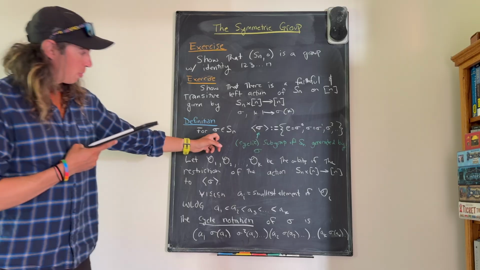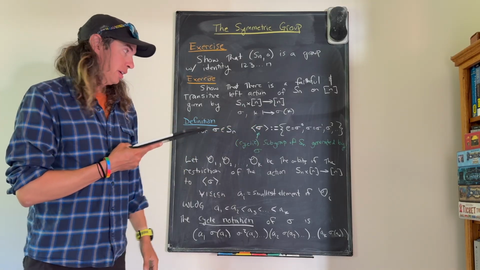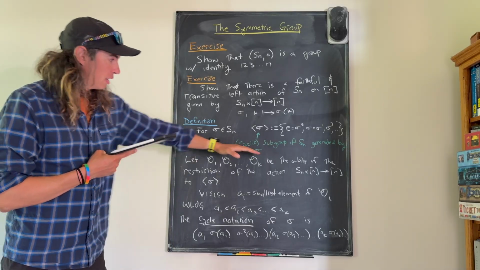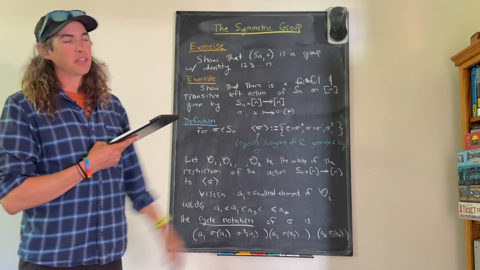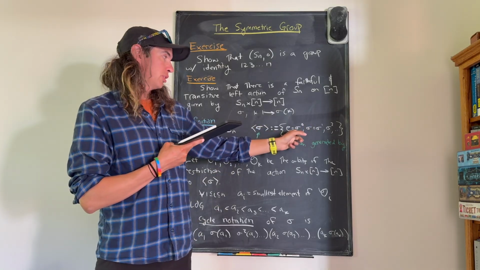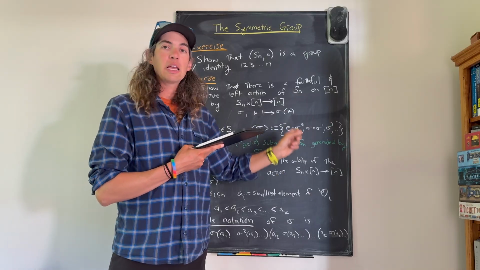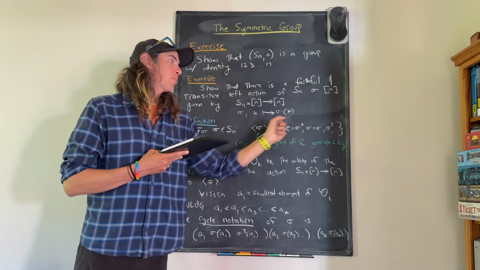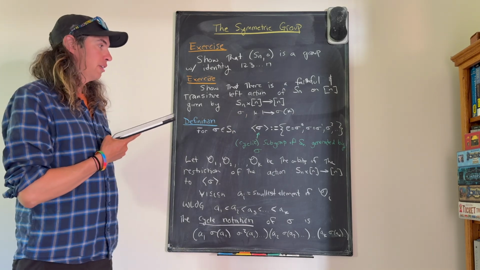For our permutation sigma, let's define this angle bracket sigma. This is the cyclic subgroup of Sn generated by sigma. It's the subgroup of Sn generated by sigma, and it happens to be a cyclic group. It consists of the identity, which is sigma to the 0 power, then sigma, which is sigma to the 1, and then sigma squared, sigma cubed, etc. Because Sn is finite, at some point this will end up back at the identity. And that is the subgroup of Sn generated by sigma.